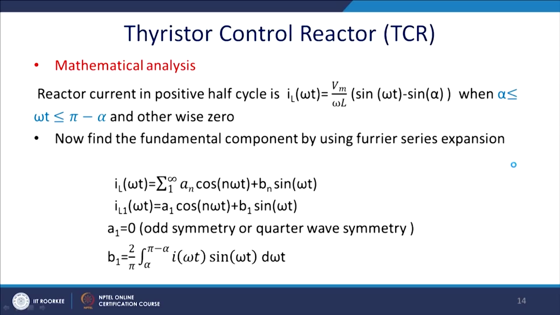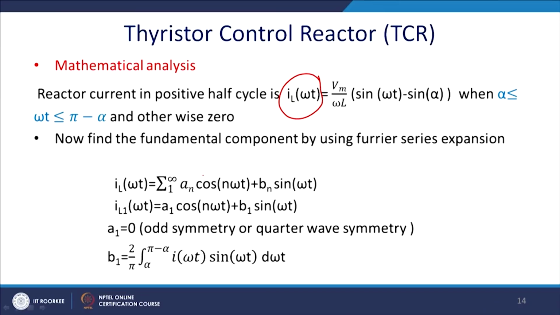Let us do the mathematical analysis of this current profile. The reactive current, let us consider the positive half cycle, is given by iL of omega t equals Vm by omega L times sin omega t minus sin alpha, where omega t is greater than alpha and less than pi minus alpha. Otherwise, the value will be equal to 0.